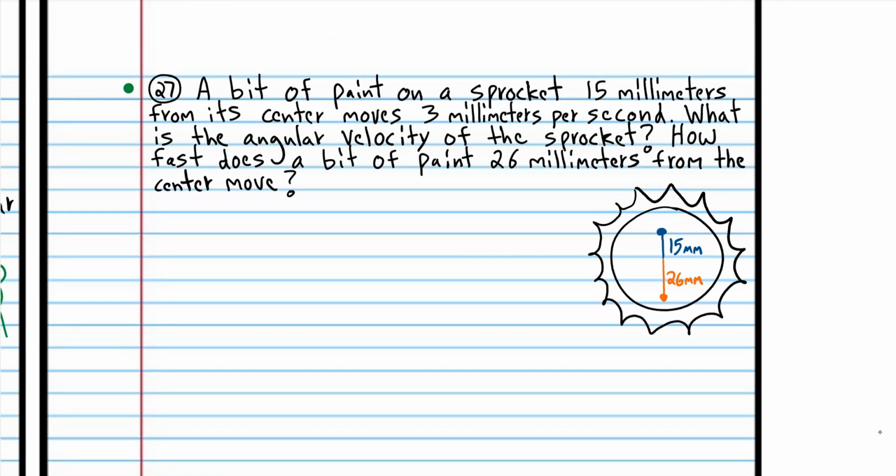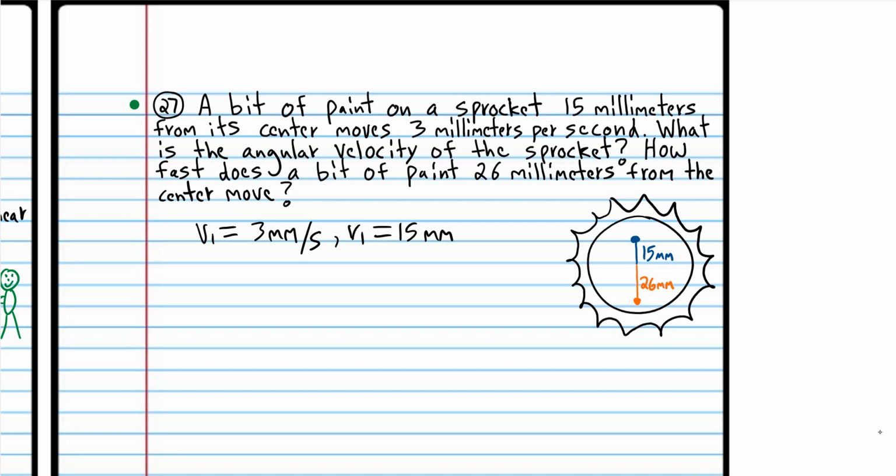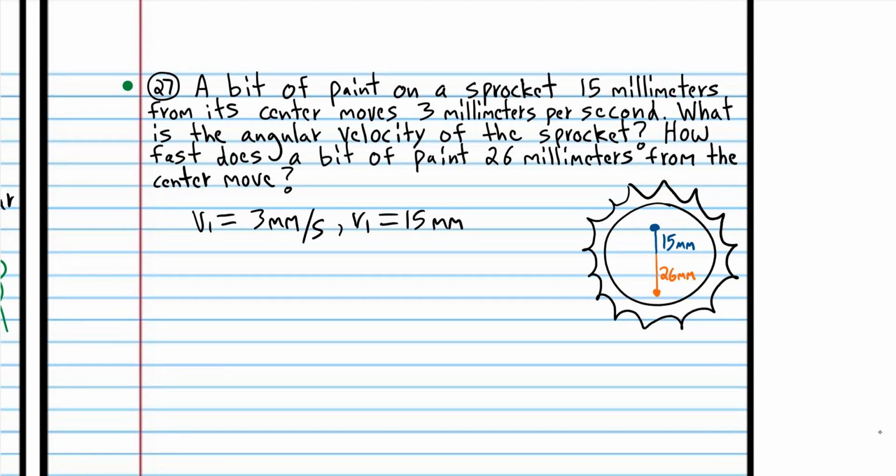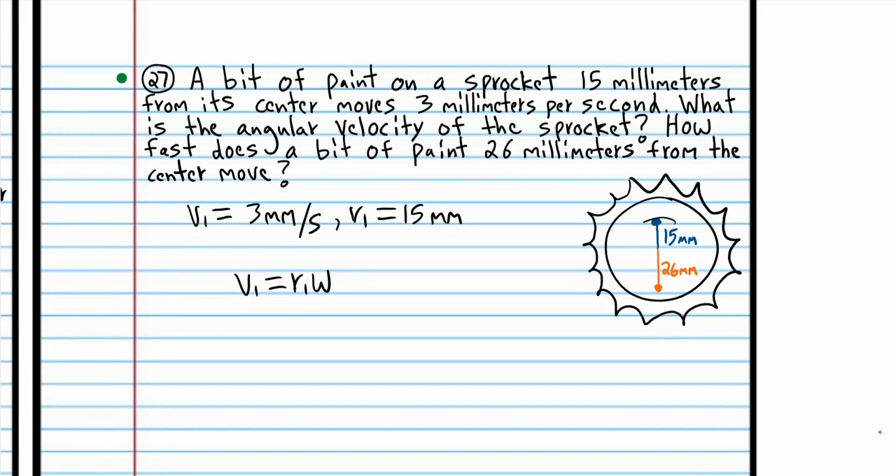Okay, we're back. So V1, we're told, is 3 millimeters per second, and R1 is 15 millimeters. So that's the blue paint. So we're looking for the angular velocity, and we're just talking about the circular motion of that blue paint. So we have 3 is equal to 15 omega. Solve for omega, and we have 1/5 of a radian per second.